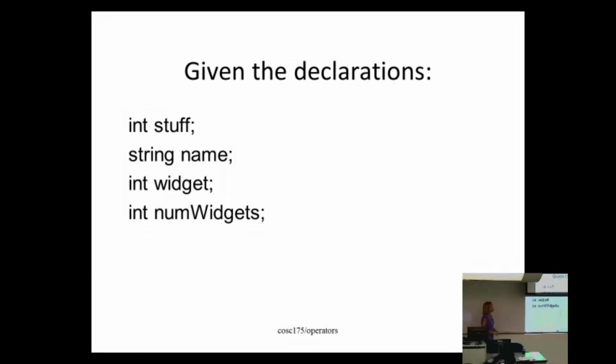Okay, so given the following declarations, what happens when I declare a variable? Space is allocated in memory. So I have space for stuff. When it's an integer, what does that mean again? It's a whole number. What's a string? What's a string type indicate? A bunch of characters, right? And then I have widget and num-widget. So here's what my memory looks like right now based on the declarations.